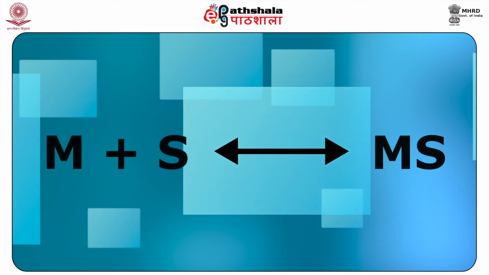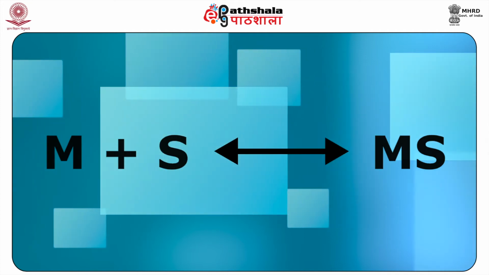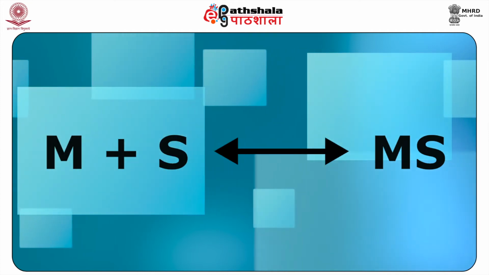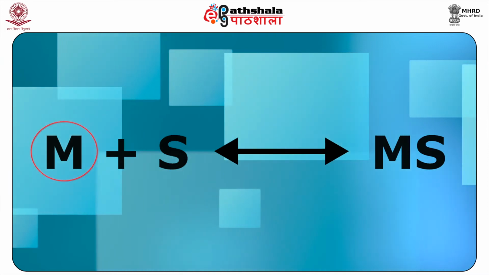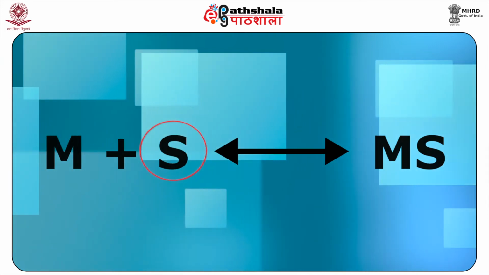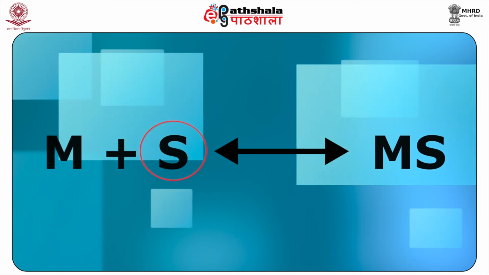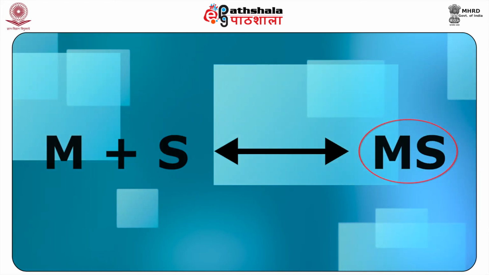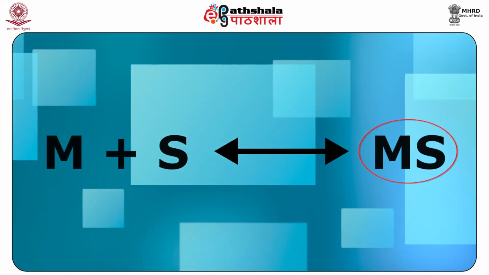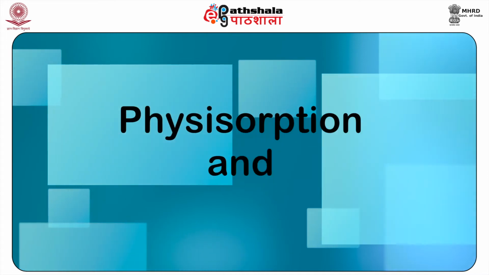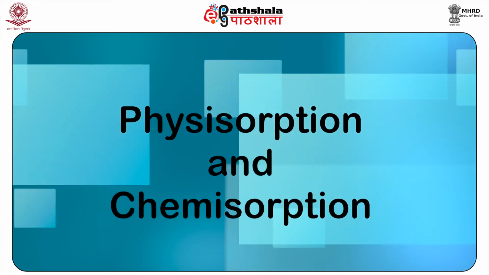Mathematically, this can be represented by the equation M plus S gives Ms, where M is the free gas molecule, S is the active site on the solid adsorbent, and Ms is the adsorbed gas molecule on the solid surface. Now we shall see Physisorption and chemisorption.